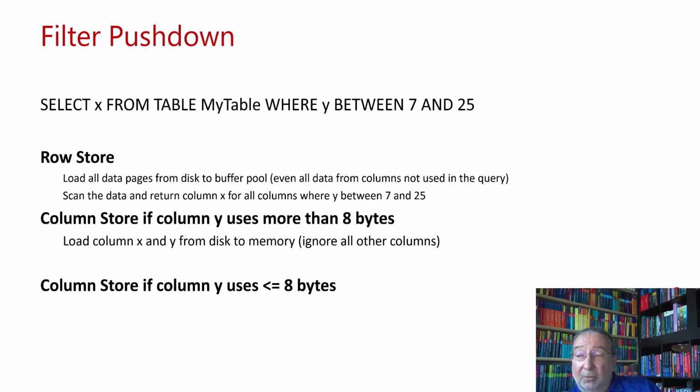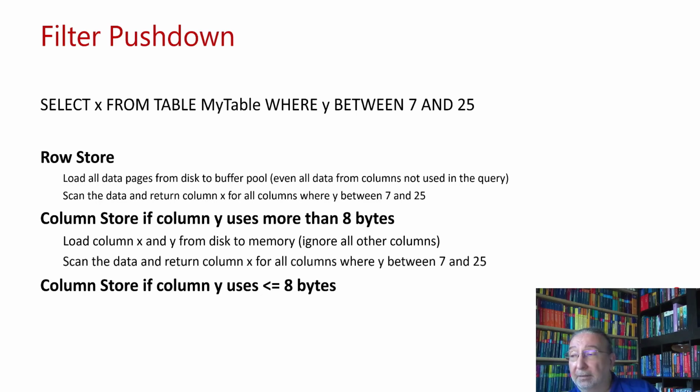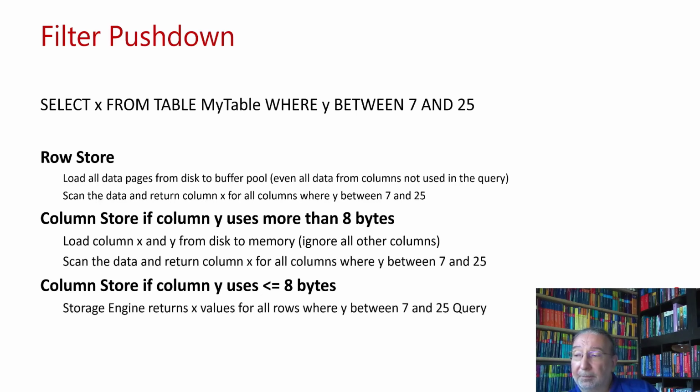If we use column store with less than 8 bytes, what the query engine can do is tell the storage engine, hey, just give me back the columns that match that criteria, and the storage engine will only extract the columns that are actually needed for that. So we're only getting back from the storage engine the ones that already match the filter criteria. That's called filter pushdown.